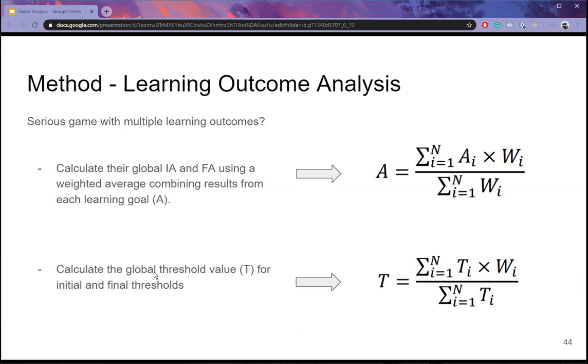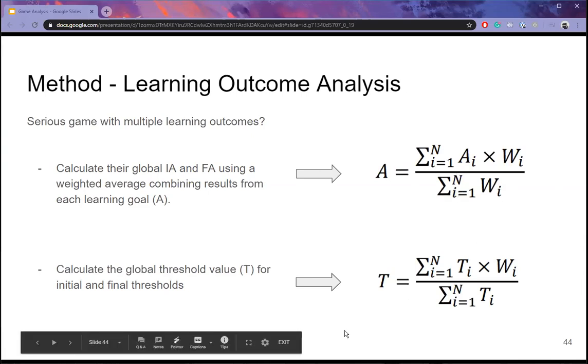So for example, given a game with two educational goals, each with two assessments, initial assessment and final assessment, and then two thresholds. If we give the first one a weight of 0.4 and the second one a weight of 0.6, then you can see how we just sum everything and then divide by the sum of the weights, if you understand the formula. I was just planning to write it down on the board for you, but I guess we're not doing this since we're running out of time.